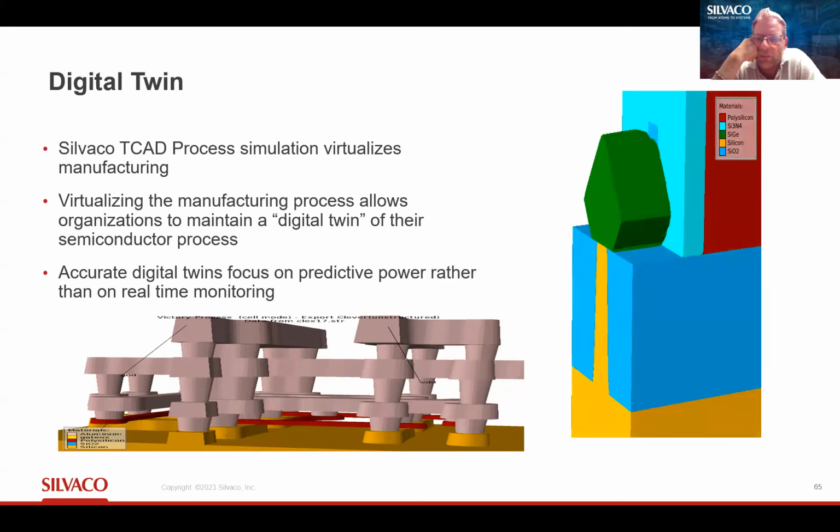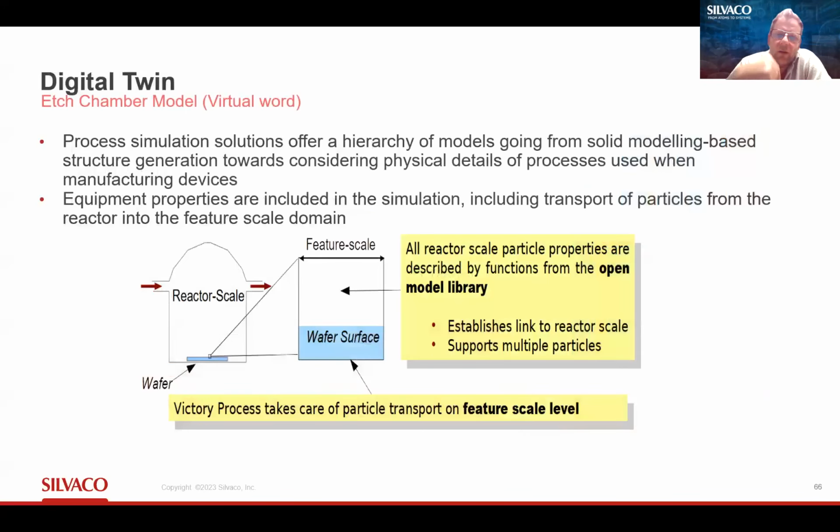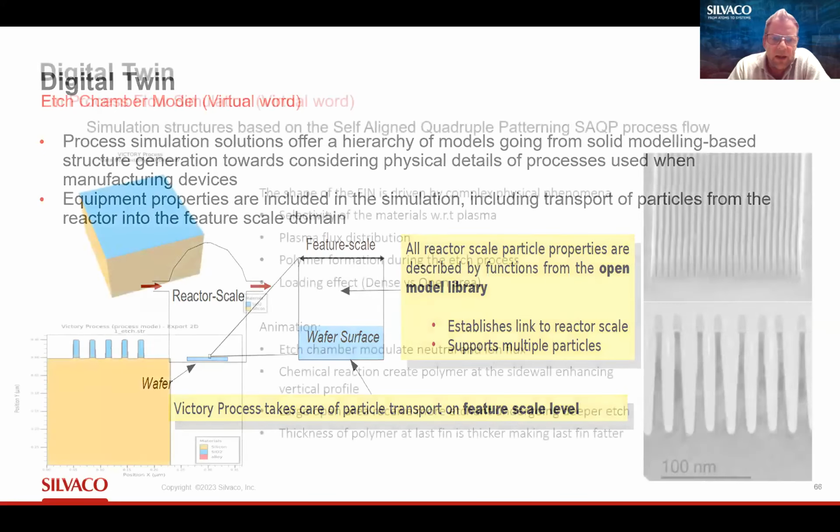Silvaco TCAD process simulation virtualizes manufacturing and allows organizations to maintain a digital twin of their semiconductor process, and helps them optimize their processes and predict failures. The proposed approach consists of a very accurate modeling of the process itself. This is the concept of digital twin, having something where you can almost make no distinction between the virtuality and the reality. So in this example of simulating an equipment, in that case etching or deposition, the equipment properties are included in the simulation, including the transport of particles from the reactor into the feature scale domain.